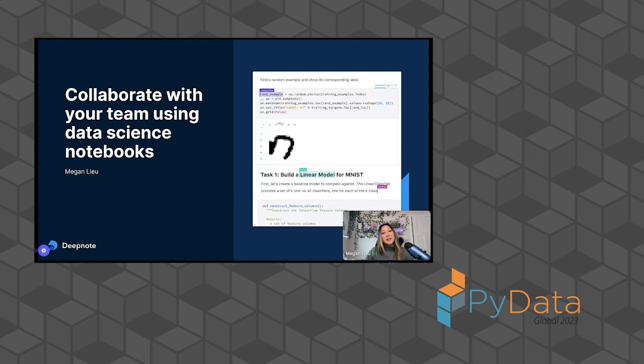Today, I will be talking about collaboration best practices within data science teams using the power of data science notebooks. Okay, let's see.